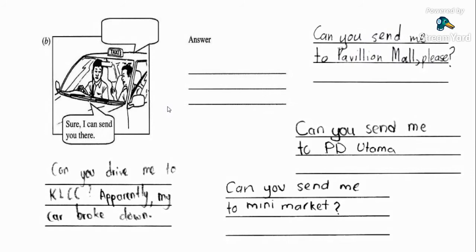Can you send me there? Can you pick me up here? No, you have to give the name. So better if you give the name. Many students made this mistake this year in UPSR, so they lost marks. But they got like 1 mark because you have the words can you send me. They have that phrase. So for that phrase, they get 1 mark. Okay.